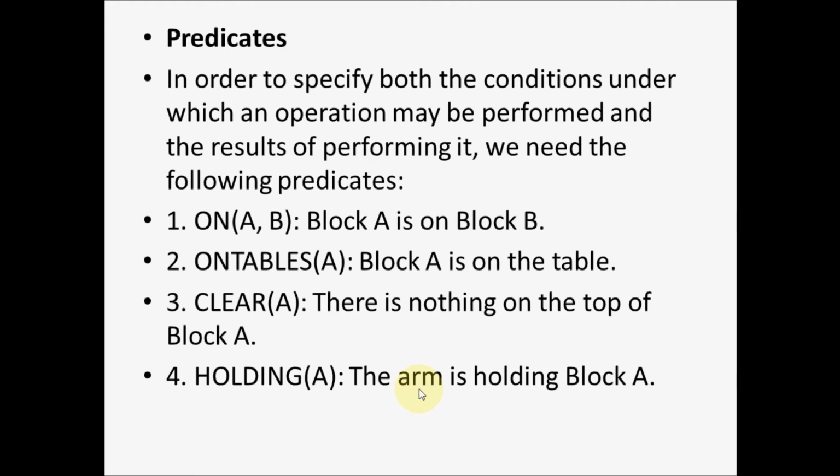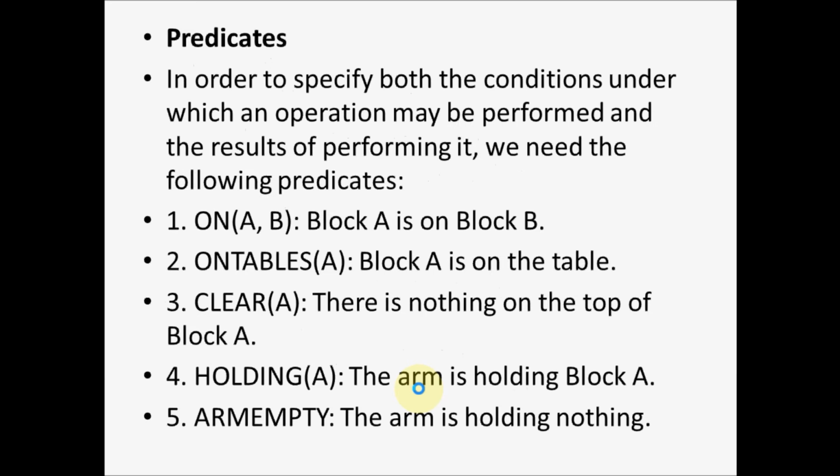Let's move on to the next thing. One last predicate, the Arm Empty predicate. I'm sorry, Arm Empty predicate, if it is true, it means the robotic arm is not holding anything. And if it is false, that means the robotic arm is holding something.